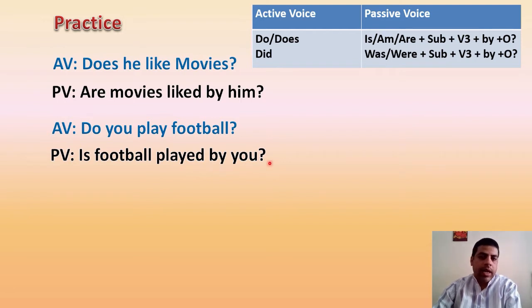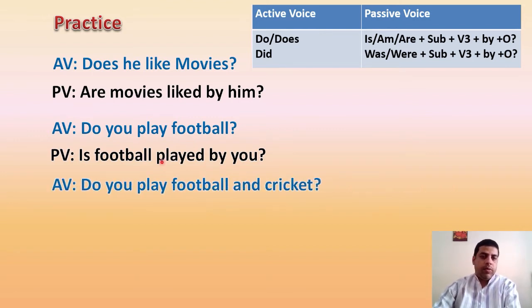By plus object I have kept. Object was you, so it remains as you. So the question is, do you play football? Answer is going to be, is football played by you? What would happen if two games are kept here? Football and one more game.